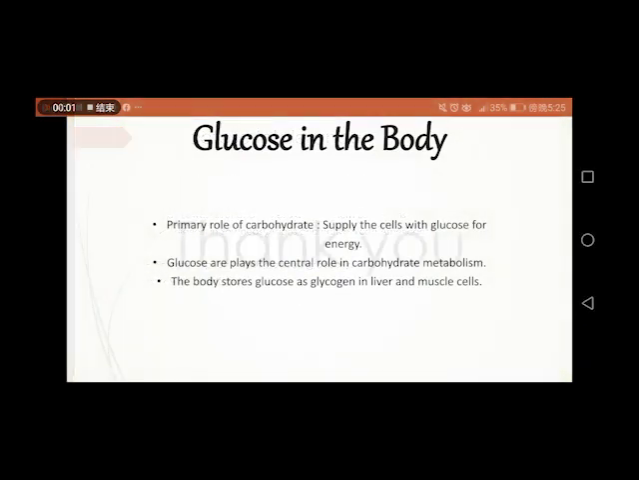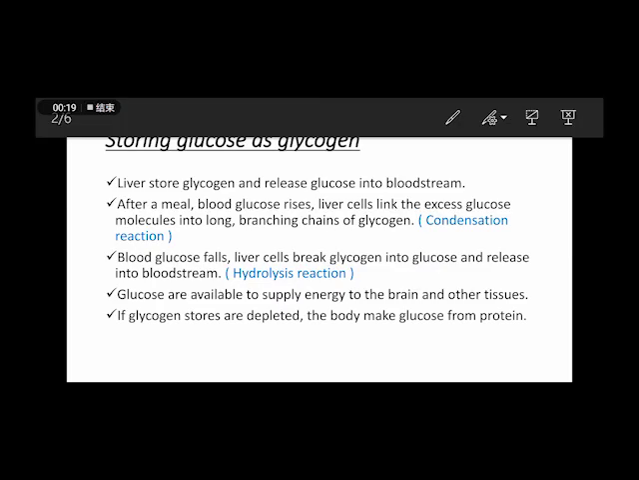The role of carbohydrate is to supply the cells with glucose for energy. Glucose plays the central role in carbohydrate metabolism. The body will store glucose as glycogen in liver and muscle cells. Storing glucose as glycogen: the liver will store the glycogen and release glucose into the bloodstream.